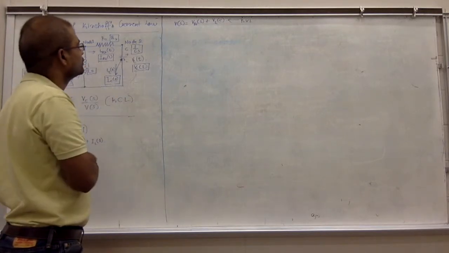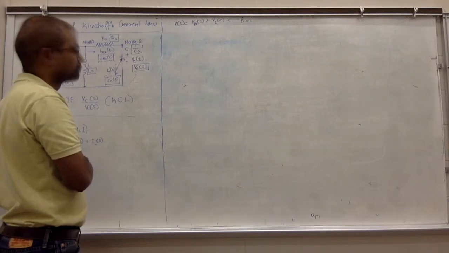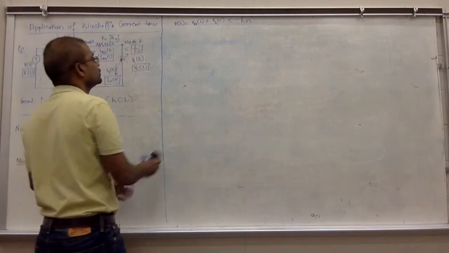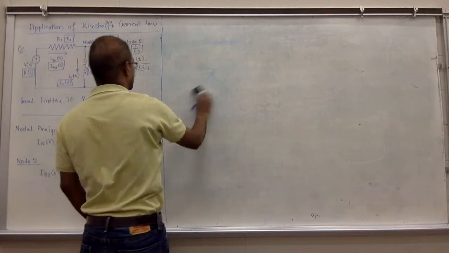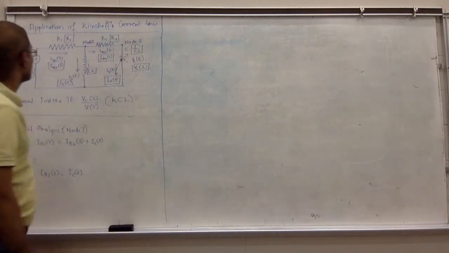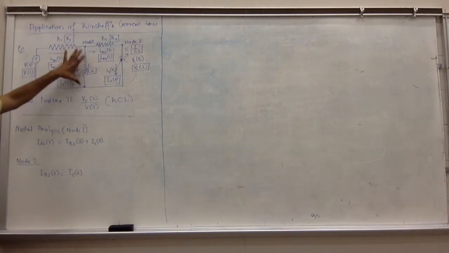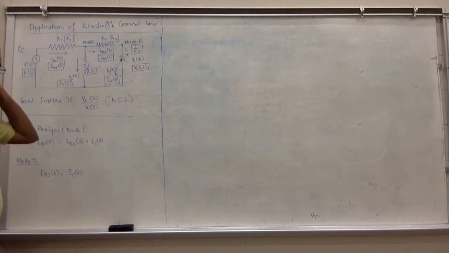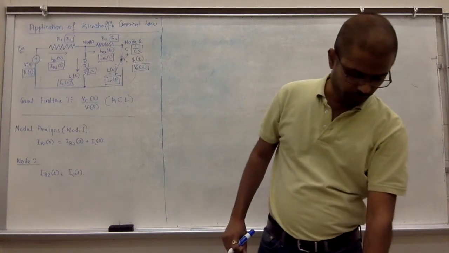For mesh 1, I'm a little confused. Alright, let's not do this. This you should not be confused with. How do you apply voltage law? If you consider this as mesh 1, this voltage would be equal to this voltage plus this voltage. And whatever voltage is here, that will get split into this voltage plus this voltage. So you do this.